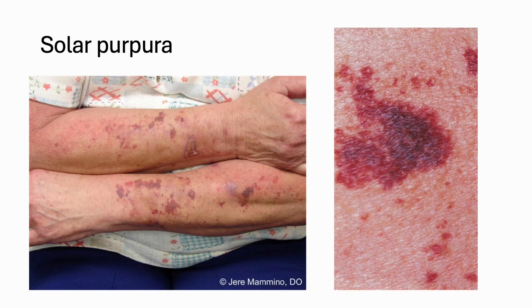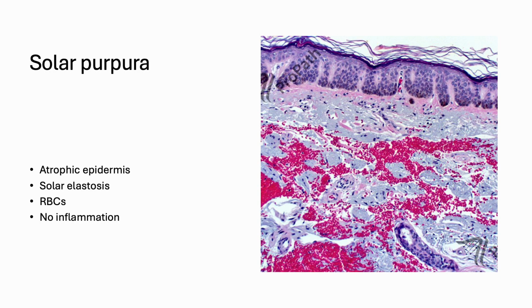The first disorder is the solar purpura, usually presenting at the forearm, and which is more common in light skin patients. You can see those subcutaneous hemorrhages. And in the solar purpura, mainly you see the extravasated red blood cells without associated vasculitis. That is solar purpura. You can see those solar elastosis changes as well.